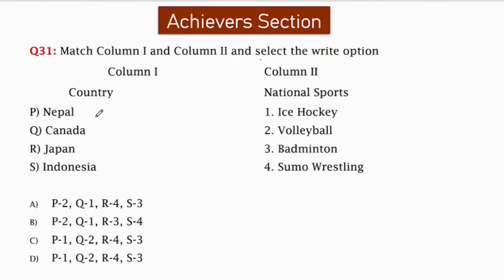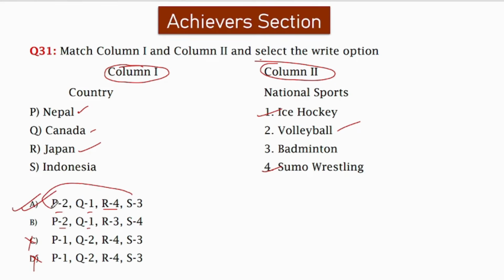All right. So let's solve this question. I will give you one trick. When such matching column one, column two questions come up, you don't have to always solve all the answers. You just need to do elimination. Just focus on elimination. If you know the national sport of Nepal is volleyball, it means P2. So option C is ruled out. Option D is ruled out. Canada. Canada is ice hockey. It means Q1. All right. Japan. You know that Japan is sumo wrestling. You got your answer. You don't have to solve it. Right? So this is the elimination technique. And with this, you should be able to solve this question very quickly.